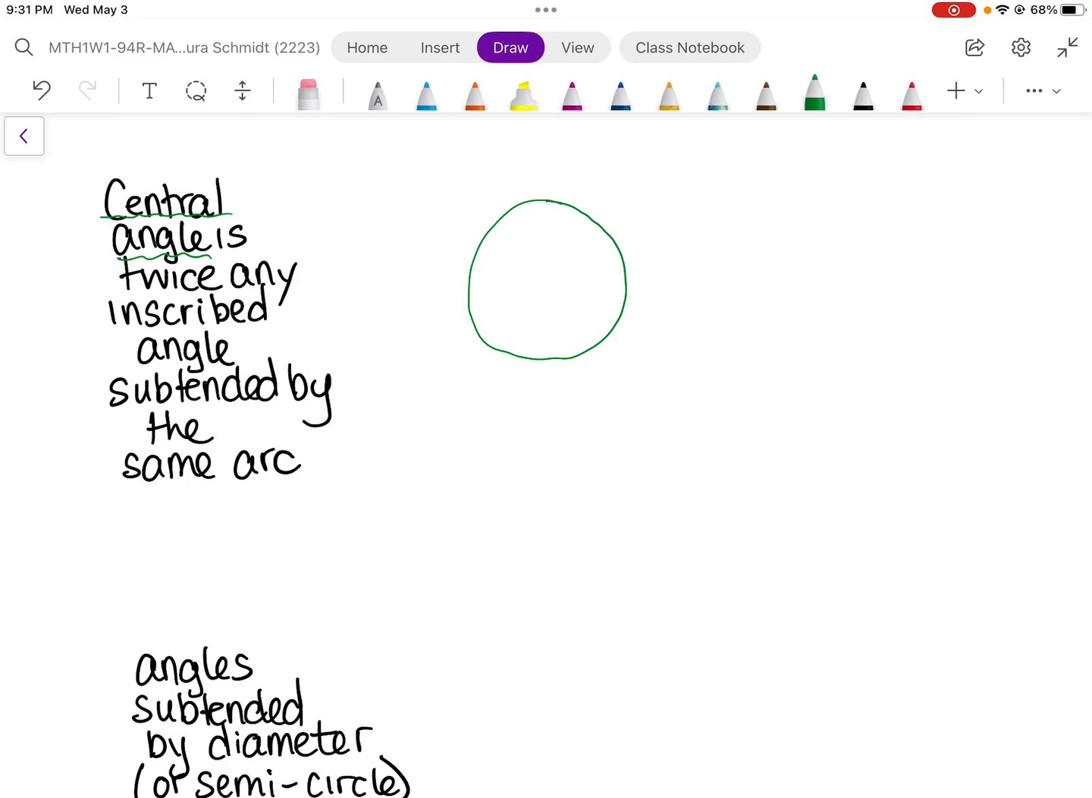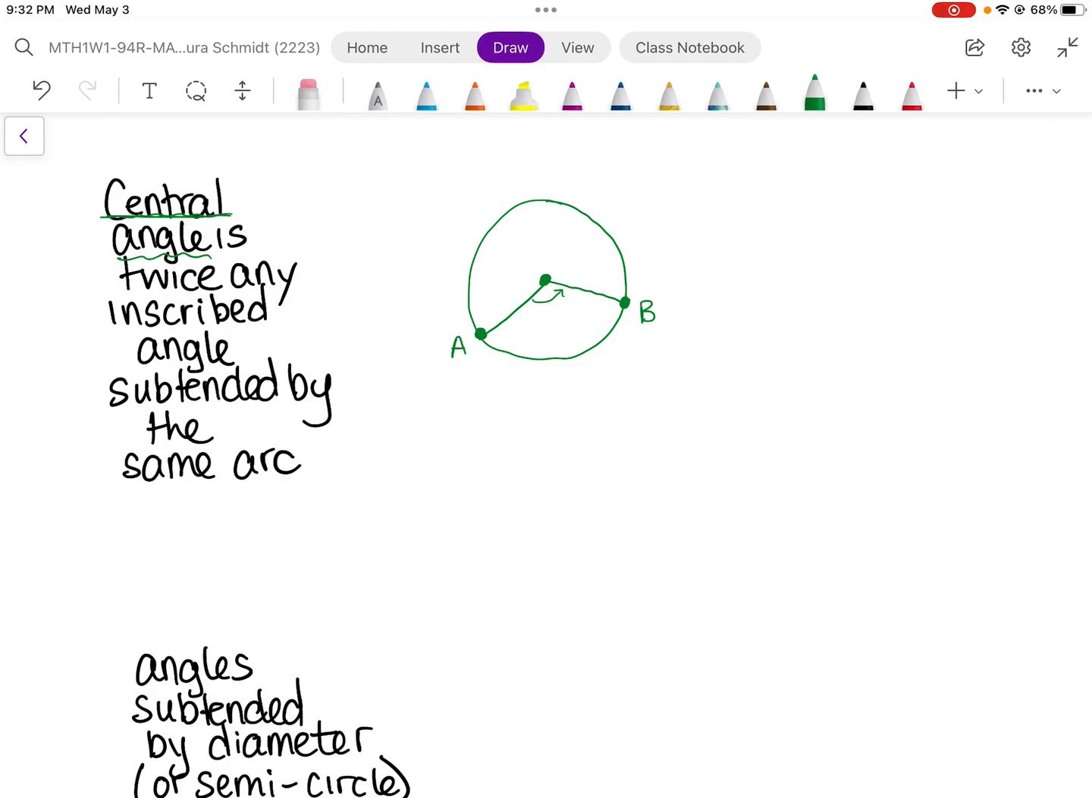So let's just pick 2 points again so we can create the same arc. Let's say we'll call this A and B again. And I'm going to say this is the center of the circle right here, the middle. So if I create an angle by connecting these points, now I've created this angle.